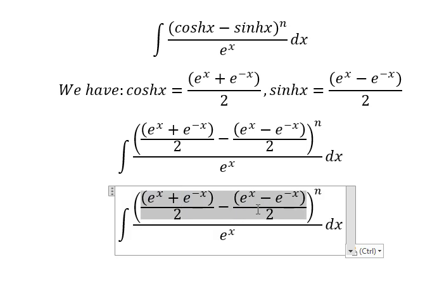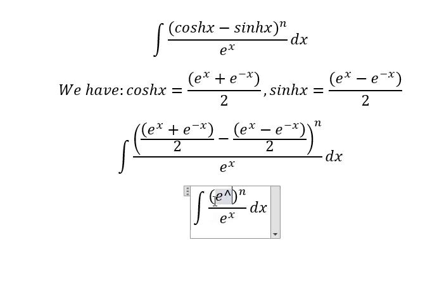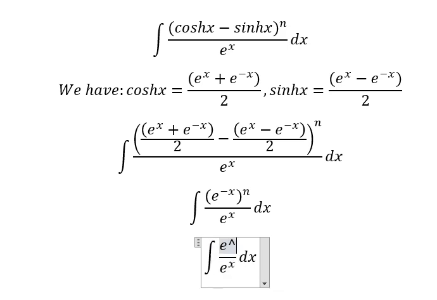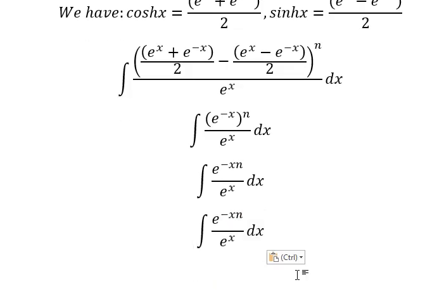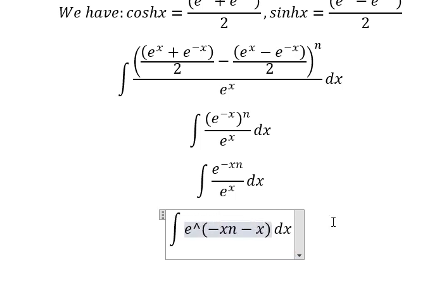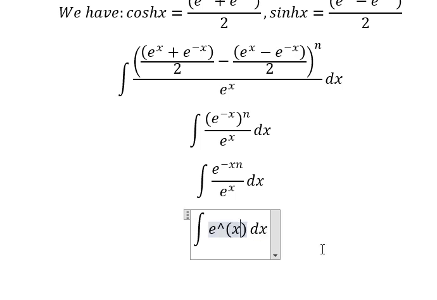Now we need to simplify, and we have e to the power of negative x. So this one we have e to the power of negative x, and next this one we divide by e to the power of x, so we have e to the power of negative x and negative x. So we have x and x, we can do about factorization.